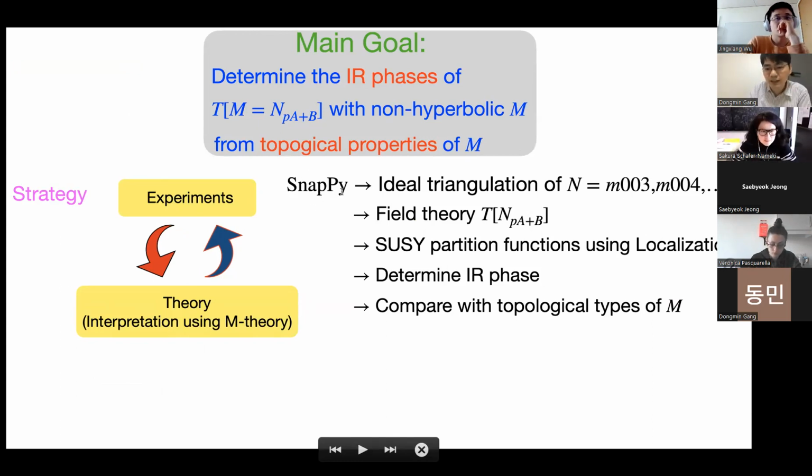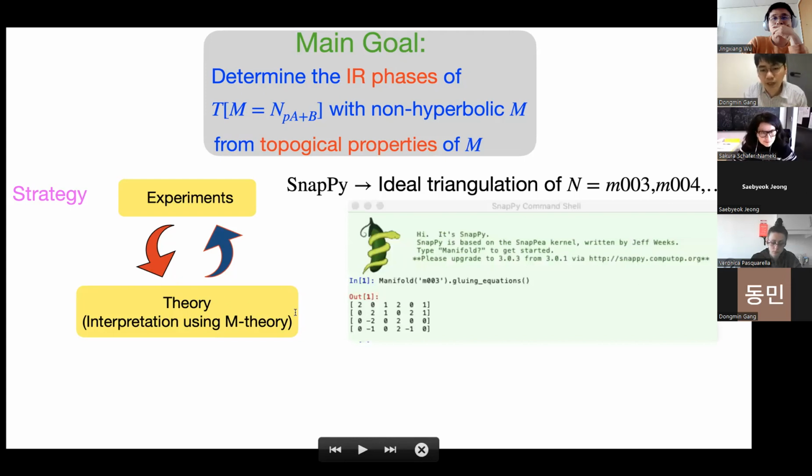And for the experiment, first we used a mathematical program called SnapPy, and it will give us an ideal triangulation of M003 and M004 and something like that. Then using an algorithm proposed by the Dimofte group, we can construct the field theory using this ideal triangulation. Then we can compute the supersymmetric partition function using localization. From this supersymmetric partition function, we determine the IR phase. Then we compared with the topological type of the manifold. In this way, we did lots of experiments, and then tried to understand some general rule, and tried to understand it from the M-theory picture.